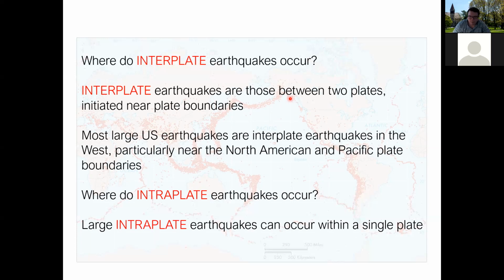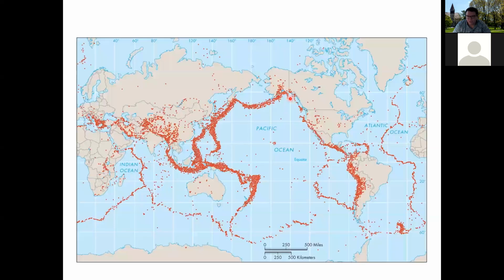Intraplate volcanism or intraplate seismicity, I apologize, I keep using the wrong word there. It's largely because our next lecture is about volcanism, and they both tie to some of the same concepts. So I apologize for my slip up there. But intraplate earthquakes can occur within a single plate.